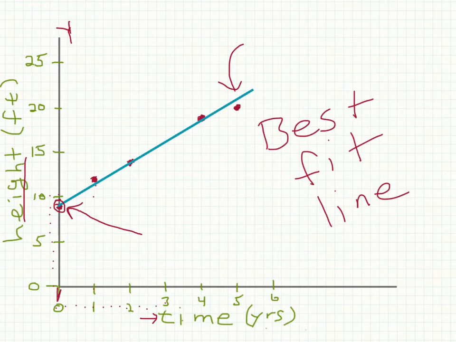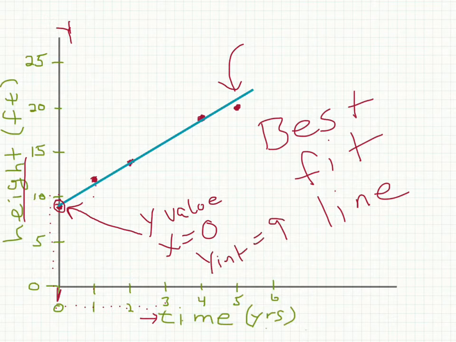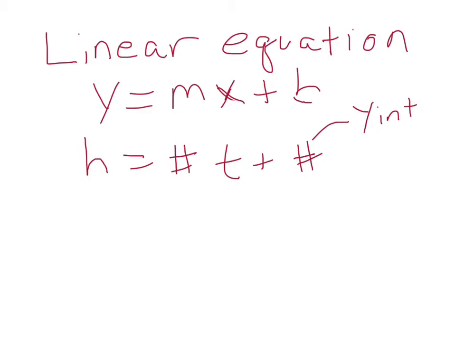So the y-intercept is located at the y value when x is equal to 0. So in this case, the y-intercept is equal to the value 9. So we can come back over to our equation, and we can replace the y-intercept here with the number 9. So right now we're going to have a relationship that says h, the height, is equal to some number times however long we allow the tree to grow for, plus 9.